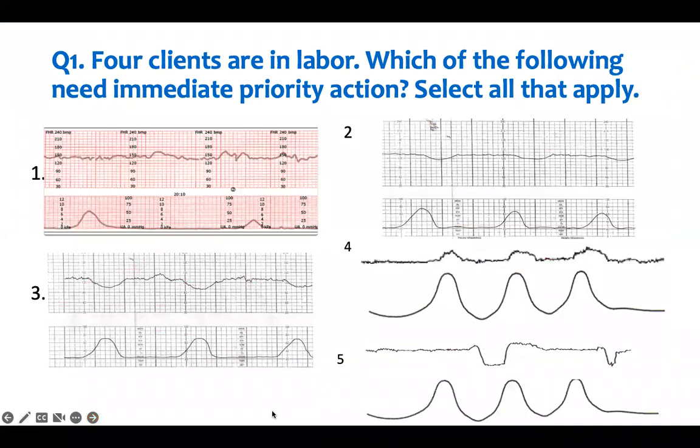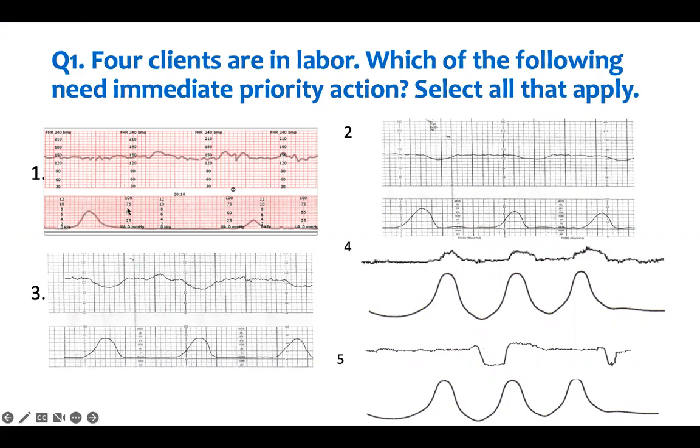Let's go. Now we have 4 clients. They are in labor. Which of the following need immediate priority action? Select all that apply. So you have 4 EKG strips of fetal contraction and monitoring. Which patient do you think need immediate action?